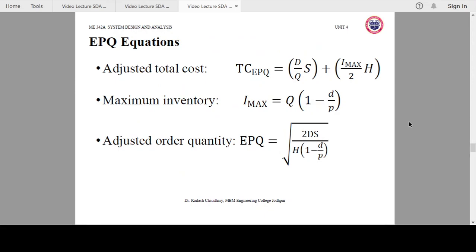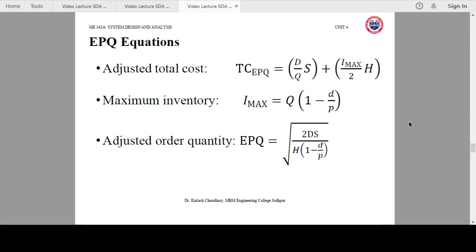Second, in the economic order analysis method is EPQ, economic production quantity, and the equation for this is total cost, maximum inventory, and adjusted order quantity. The difference between EOQ and EPQ you can find here is that in the EPQ model, maximum inventory is considered, because you are producing some products and you need to keep items in your inventory well in hand before starting the production.